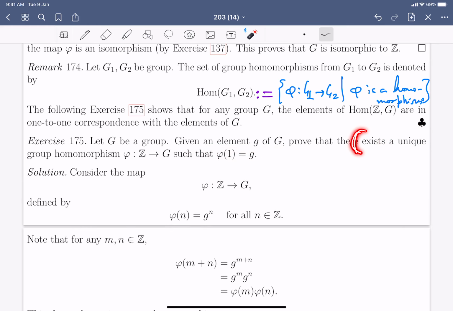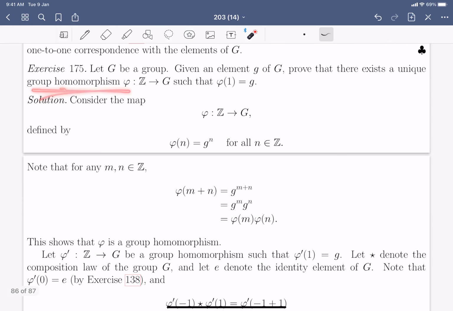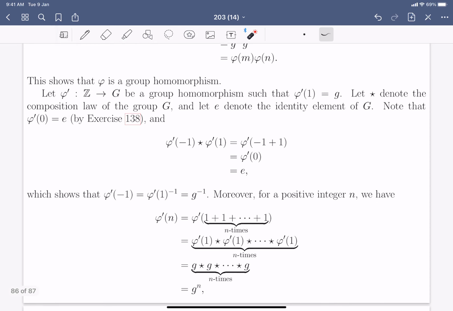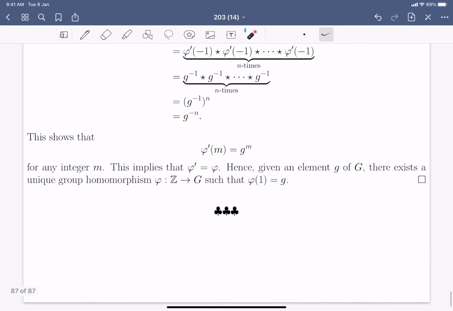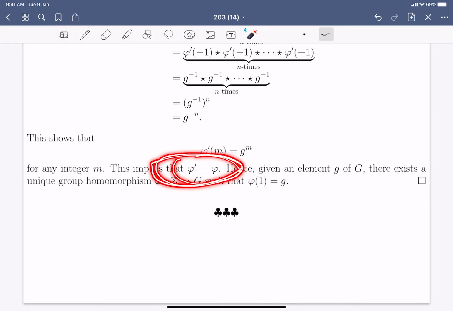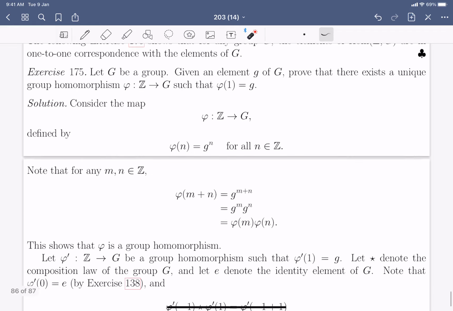So there are two statements which are hidden within this single one. The first statement is that there exists one group homomorphism, and the other statement is that there exists a unique such group homomorphism. To first show that there is indeed such a group homomorphism, by such I mean a group homomorphism satisfying this property, and then you need to show that if you have any group homomorphism that satisfies this condition that 1 goes to g under that group homomorphism, then that group homomorphism phi prime has to coincide with the group homomorphism phi. So it follows that there exists a unique group homomorphism phi from Z to G with this condition that phi of 1 equals g.